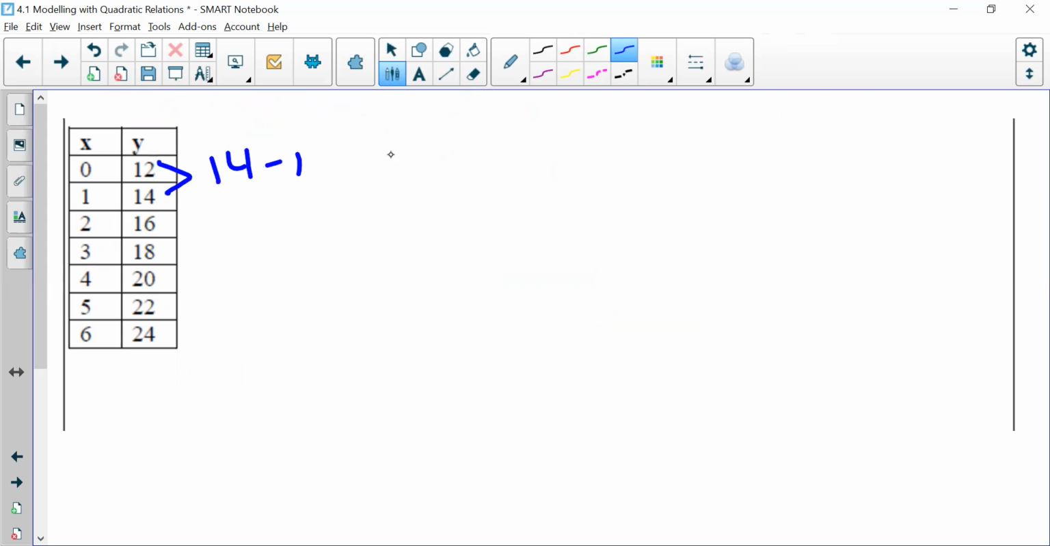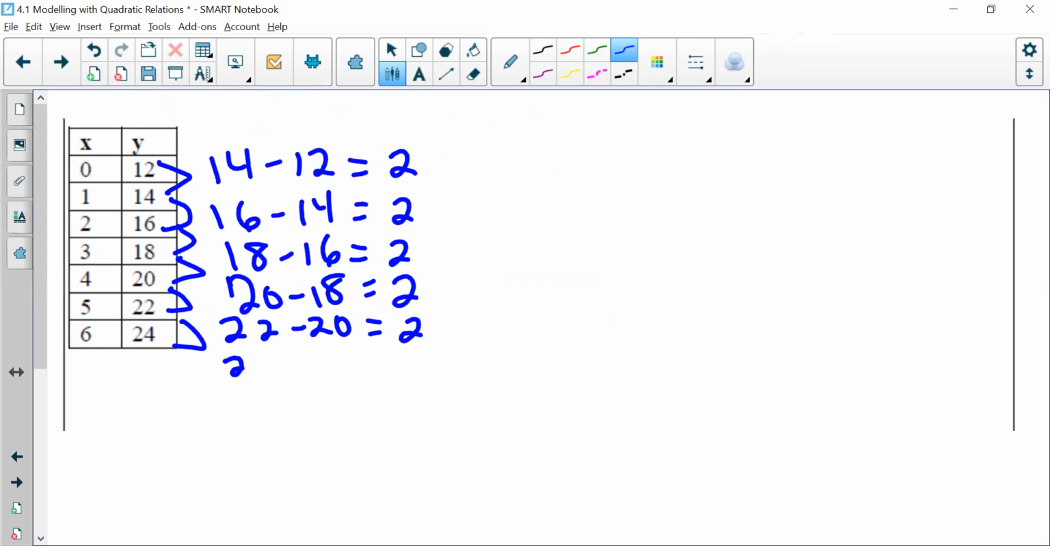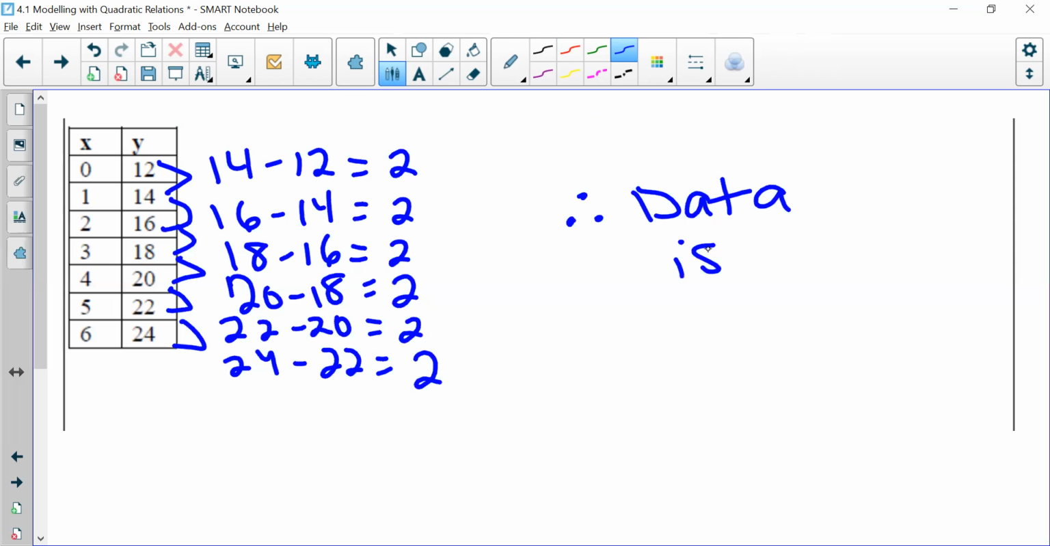2. Good. What does 16 take away 14? 2. What does 18 take away 16? 2. Good. What's 20 take away 18? 2. This is good mental math, right? What's 22 take away 20? 2. And 24 take away 22? 2. So this is increasing at a constant amount. So what kind of data do we have here? It is consistent. Yeah, so is it linear, quadratic, or neither?